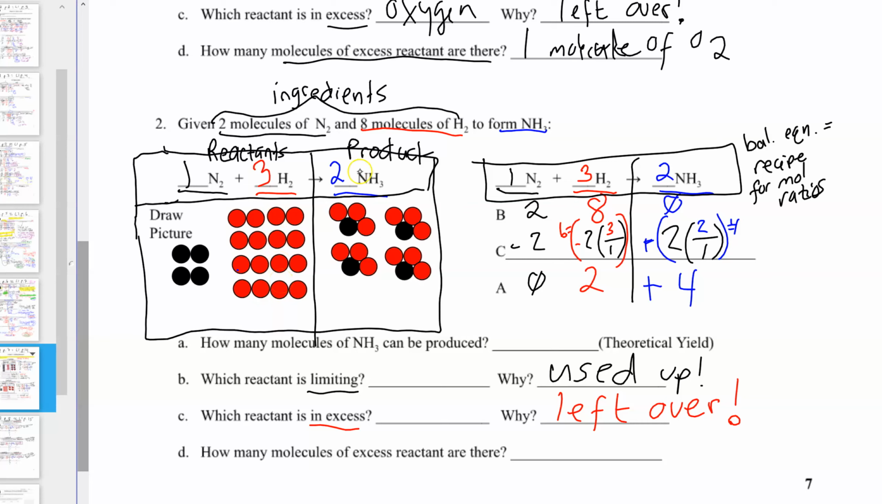Now, how much nitrogen, or Ollie, sorry, now Ollie's making sounds. He'll settle down in a second.